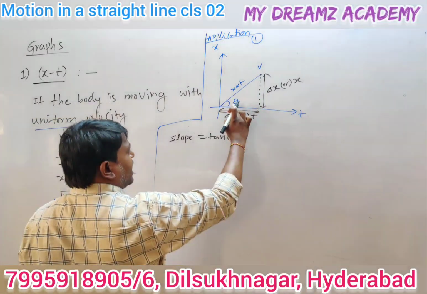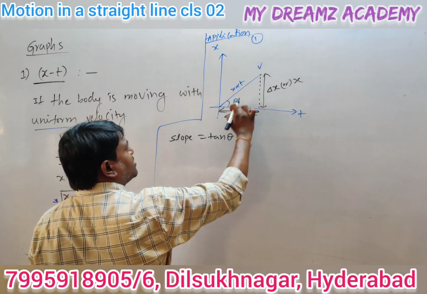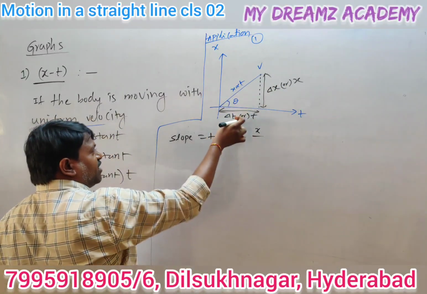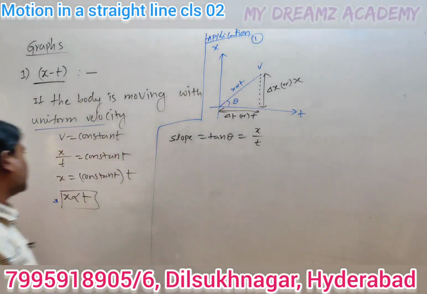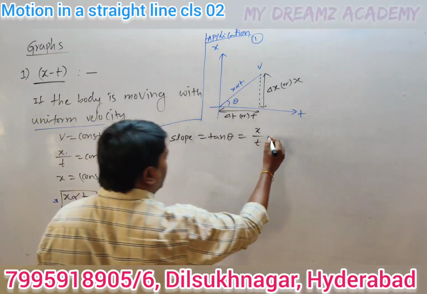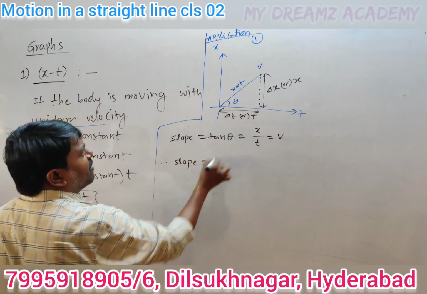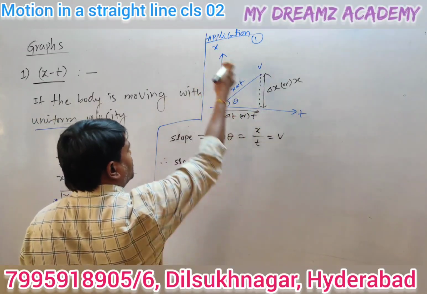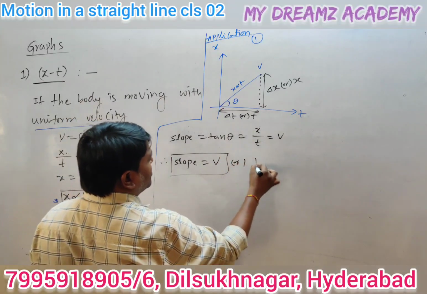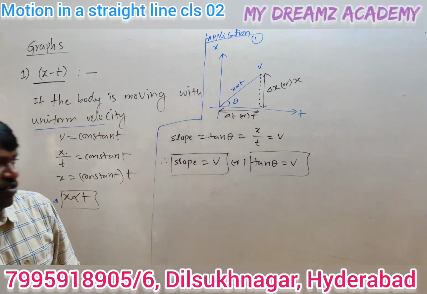The slope of this curve is tan theta, which is opposite by adjacent. For this theta, the opposite is displacement x and the adjacent is time t. But according to the definition, velocity v equals x by t, so tan theta equals v. Therefore the slope of the xt graph, the displacement time graph, is the velocity v; tan theta equals v.